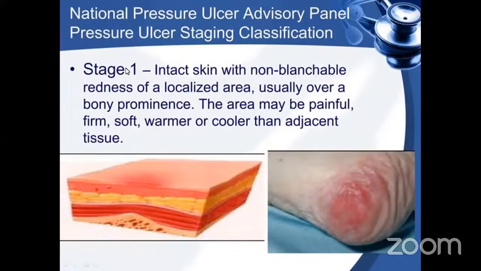In stage 1, there will be intact skin. You can see from the picture, there will be no breakage in the skin. The skin will be intact with non-blanchable redness of the localized area, usually over a bony prominence. The area may be painful, firm, soft, warmer, or cooler than the adjacent tissues.